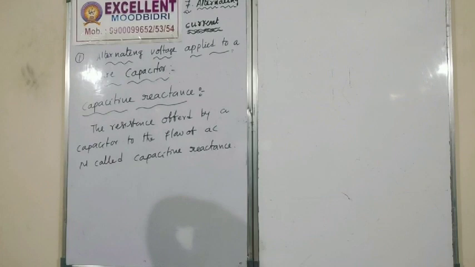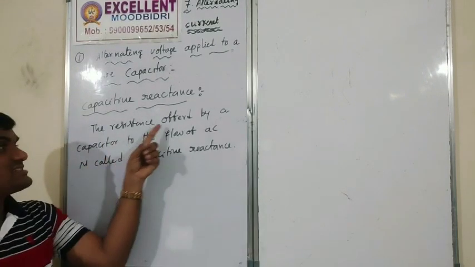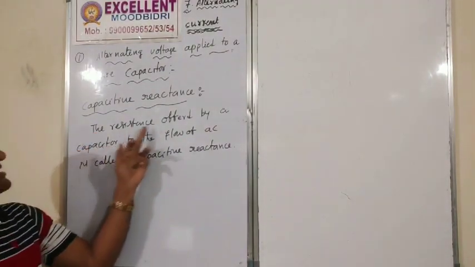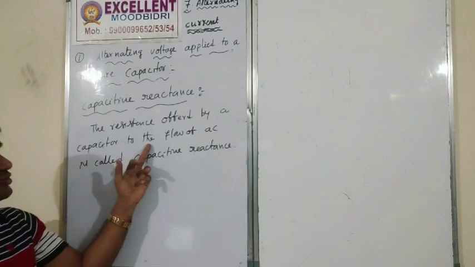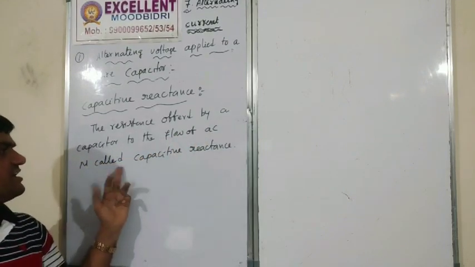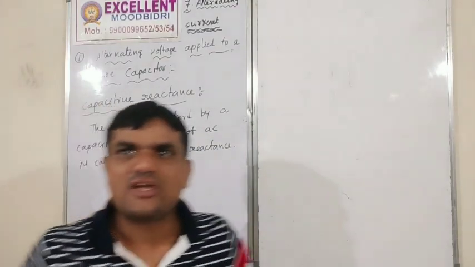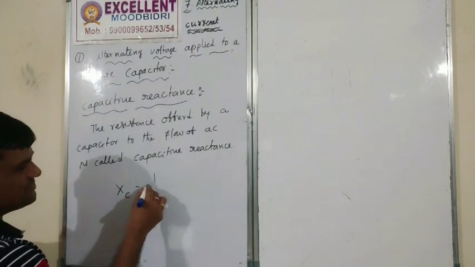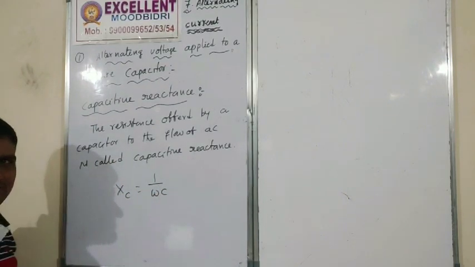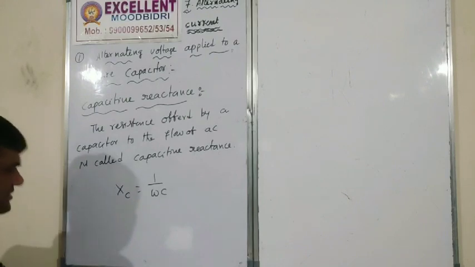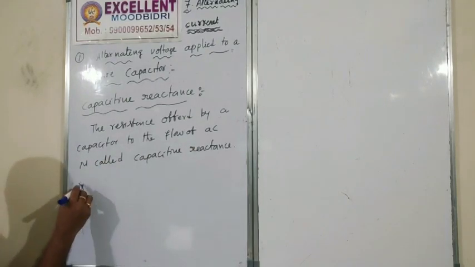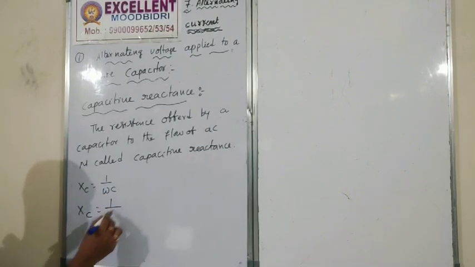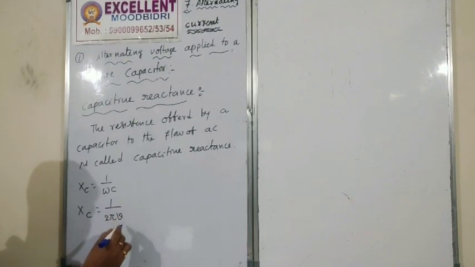Capacitive reactance. Understood, everybody? What is that? The resistance offered by a capacitor. This one is also resistance only. The resistance offered by a capacitor to the flow of AC is called capacitive reactance, which is represented as XC. XC is equal to 1 by omega C. What is omega? Omega is nothing but 2 pi nu, so XC is 1 by 2 pi nu C.